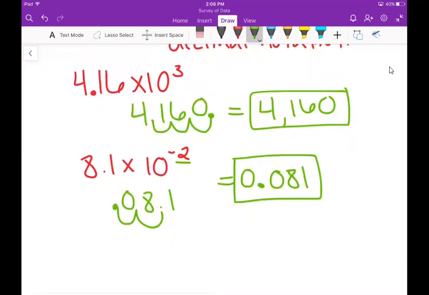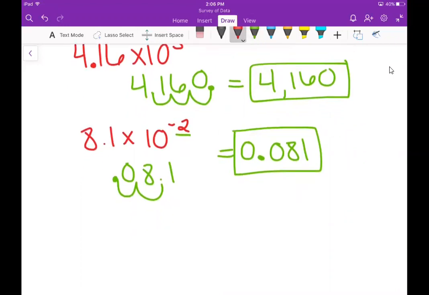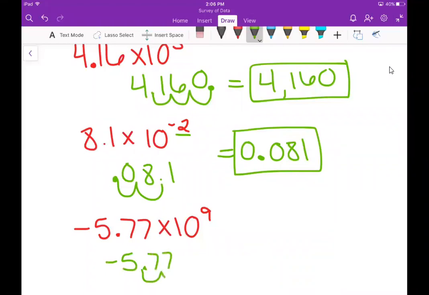Now sometimes that n coefficient of the scientific notation will be negative. That's all right, it just means your number in the end should be negative. So this will be good practice. What if I have negative 5.77 and I multiply it by 10 9 times? That means my number needs to get bigger by 9 place values. So I have a negative number that needs to get bigger by 9 place values. There's 2 place values, 3, 4, 5, 6, 7, 8, 9 place values.